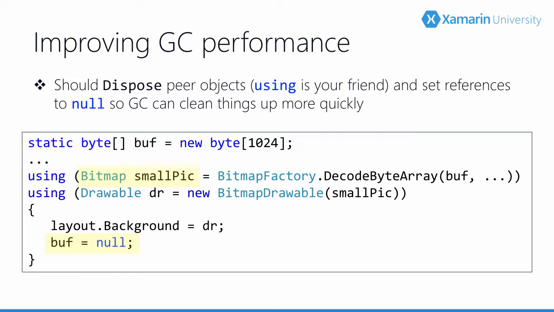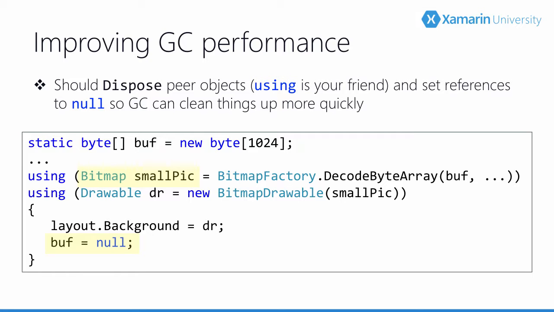So here you can see that we're allocating a bitmap and a drawable to fill in a view background, and we're going to use the using statement here to ensure that we call Dispose on both of these objects. What this does is release the native resource on the JVM side, and disconnect the peer represented by our managed Xamarin Android object from the JVM object that was allocated in Java. That way the two GCs can act independently. In other words, collecting one side is not dependent upon collecting the other side.